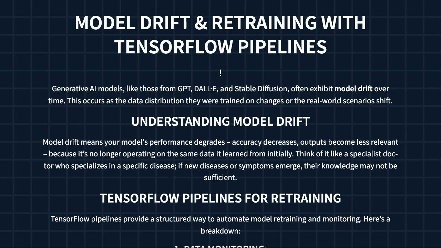Okay, let's talk about how to keep your generative AI models performing well over time. You'll often see model drift. Essentially, the data they were trained on changes, and their outputs start to degrade. TensorFlow pipelines are a really powerful tool for tackling this. We start with monitoring the data itself, tracking things like the types of words being used or the pixels in images. Then, we set up triggers so when the data shifts significantly, it automatically kicks off a retraining process. We can use TensorFlow's tf.function to build reusable training routines and schedule them to run regularly. It's all about proactive monitoring and retraining. Don't wait until your model is completely useless.